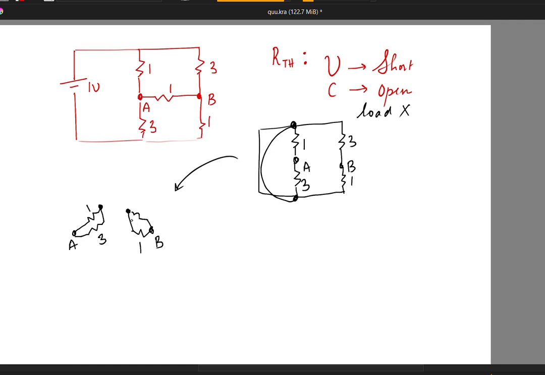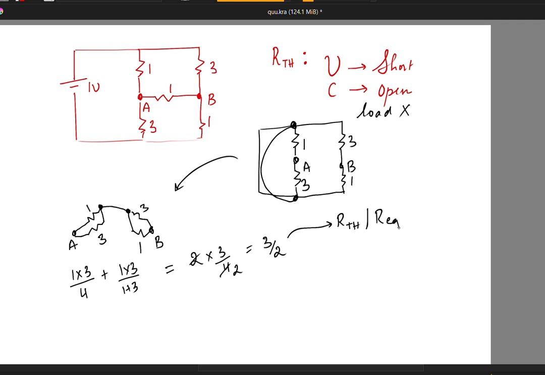Now they both are once again shorted together, right? So it's something like this, and when you try simplifying this section, obviously they're both in parallel, so it is 1 times 3 by 4, and the same thing over here. It is addition because they're now in series, and it's 1 times 3 by 1 plus 3, which is 4, and you basically get 2 times 3 by 4, which is equivalent resistance equal to 3 by 2, right? This is equal to our equivalent or Thevenin resistance.